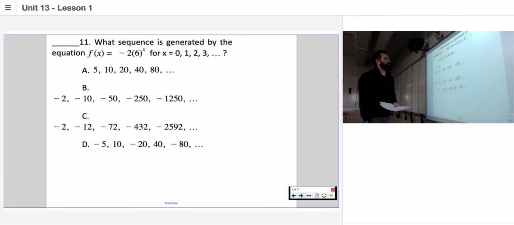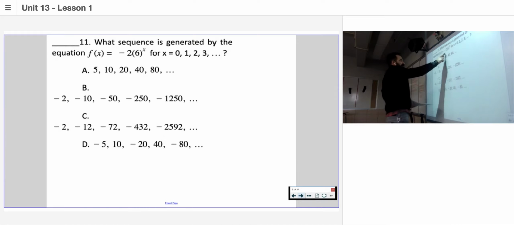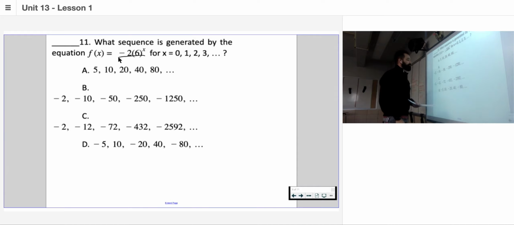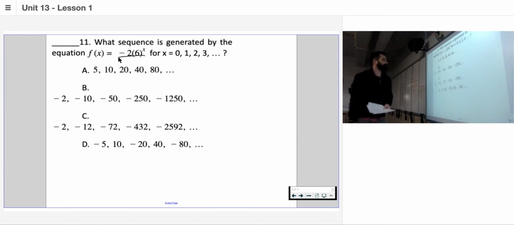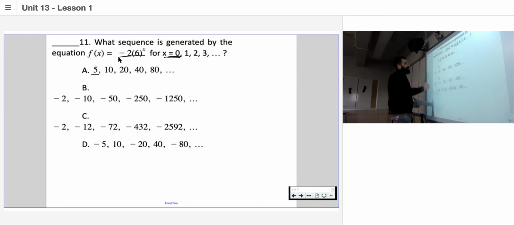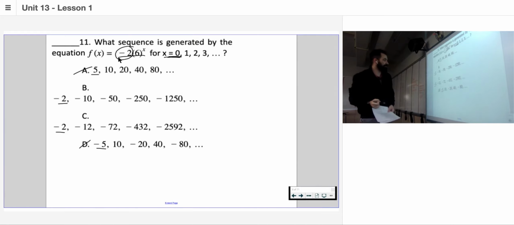Number 11. What sequence is generated by f of x equals negative 2 times 6 to the x power? That's geometric, so we want to know which one's going to be geometric. Well, plug them in. We all know that if it's term 0 starting, the first number has to be negative 2. Well, that's not negative 2. That one is, B is, and C has a negative 2. D does not have a negative 2, so we don't have to use that one either.